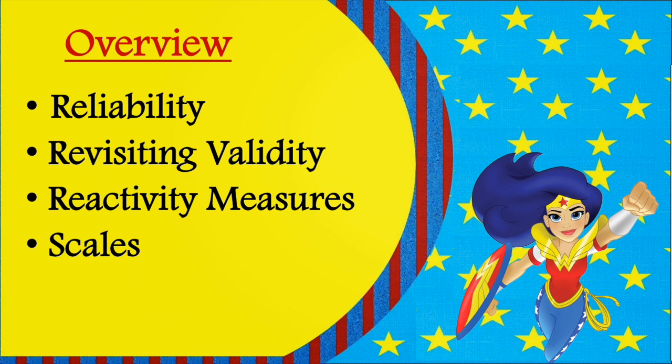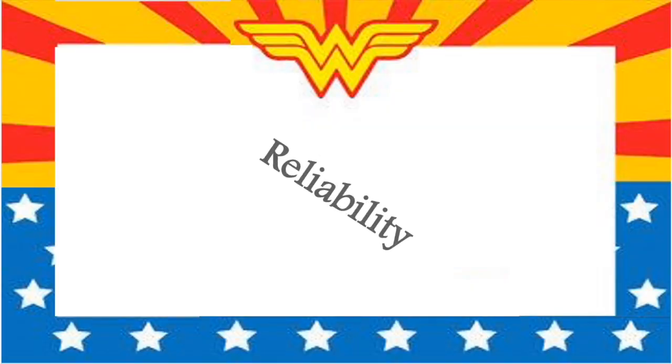We will be revisiting validity. In the previous lesson, you learned about construct validity, internal validity, and external validity. In this lesson, we're going to focus on construct validity and learn about the different types of validity that are part of construct validity. After that, we will talk about reactivity and reactivity measures and how you should avoid those because of the negative effects that they could have on your research experiment. And the last thing we'll talk about are the different types of scales that you could use when measuring your variables. So let's start with reliability.